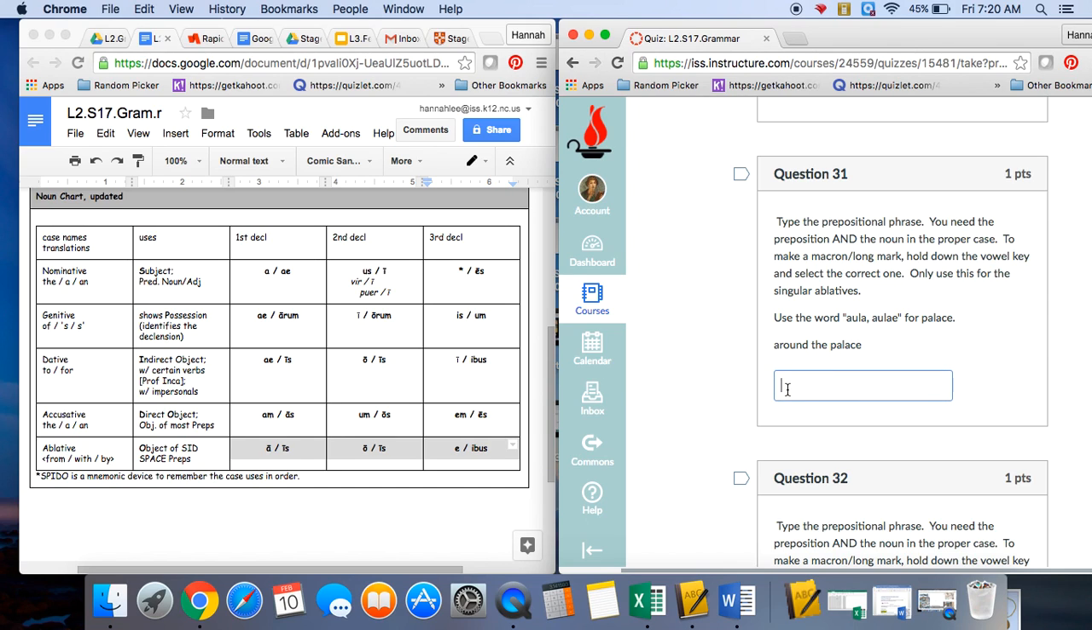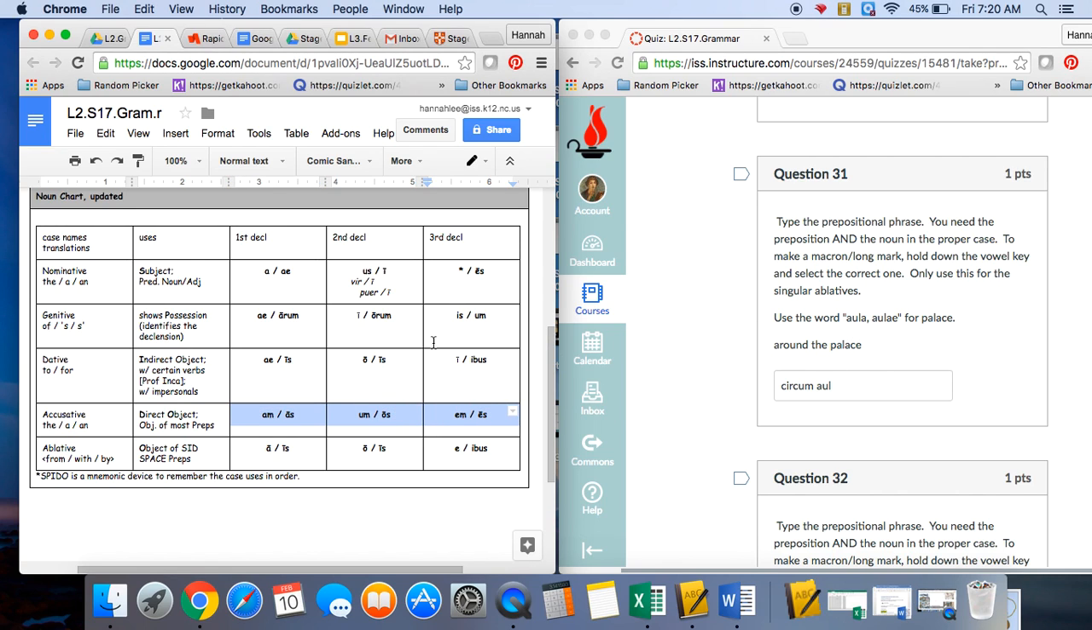The word that means around is circum, like that. We're going to use one space, and then palace. A-U-L is the root word. Is circum one of the sid spaces? No, that means it uses accusative. So over here on the left-hand side, let me highlight the accusatives.